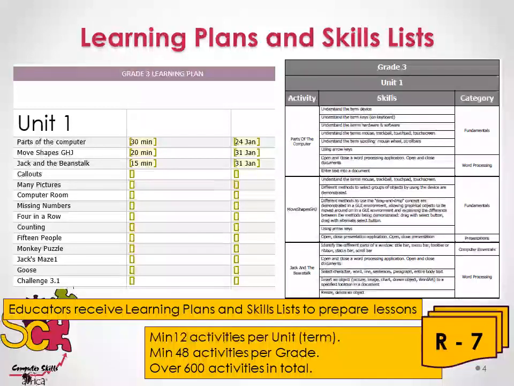There is a learning plan. You see on the left here is a grade 3 learning plan. The teacher then fills in how long this is going to take, because she will have practiced this activity and when she will do this. In other words, we've given you a skeleton and then you fill it in according to what you think is suitable for your learners. On the right is just a skills list, and then you can see what we're going to be addressing in which category.